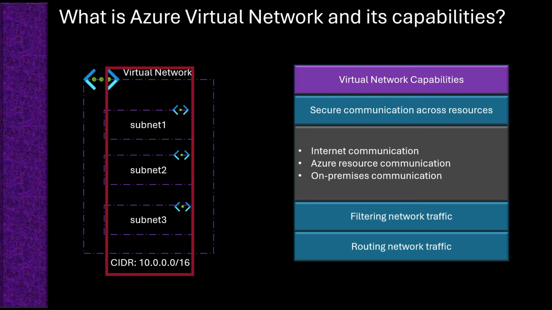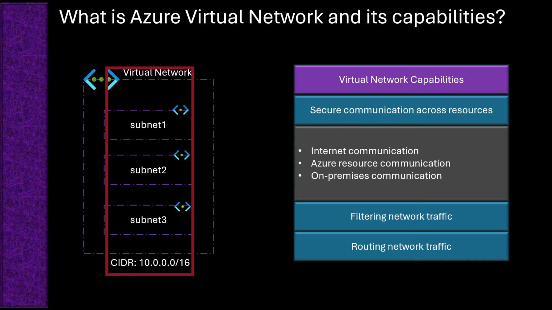Subnets are divisions within a virtual network. They help organize and isolate resources for enhanced security and efficiency. By breaking down a virtual network into smaller subnets, you can segment the network based on workload or environment needs, such as a subnet for web servers and another subnet for databases.